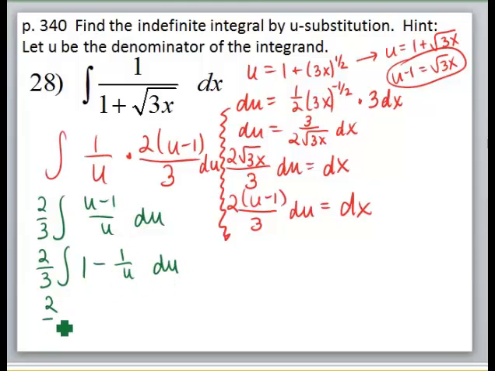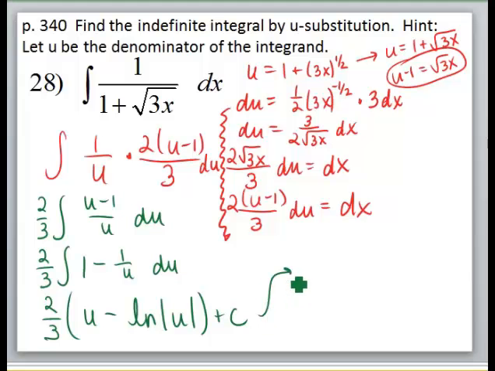So now I think I'm finally ready to integrate this. I've got 2/3 times the integral of 1 is u minus the ln of absolute value of u plus c. So what I'm going to do is just substitute this back in. 2/3, my u is 1 plus the square root of 3x minus ln of absolute value of 1 plus the square root of 3x plus c.